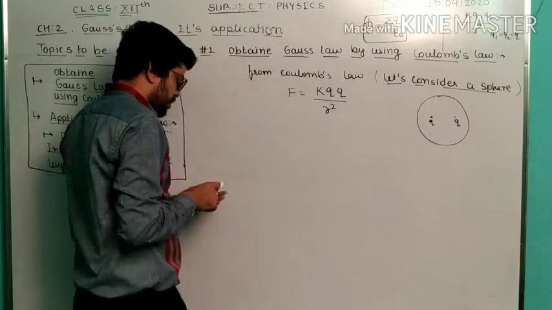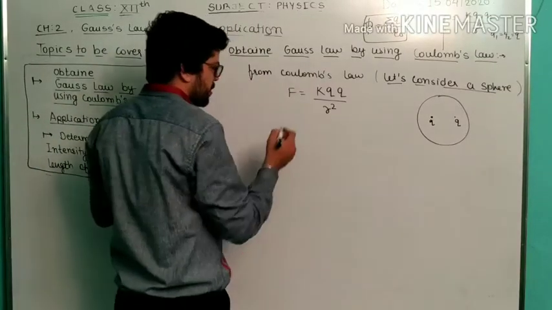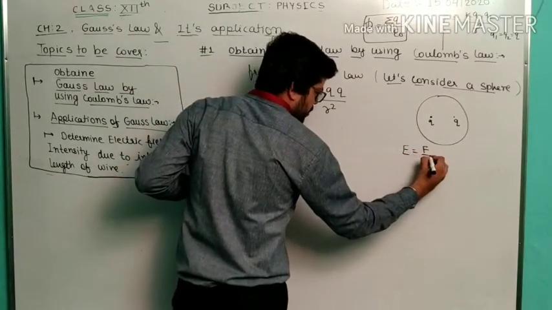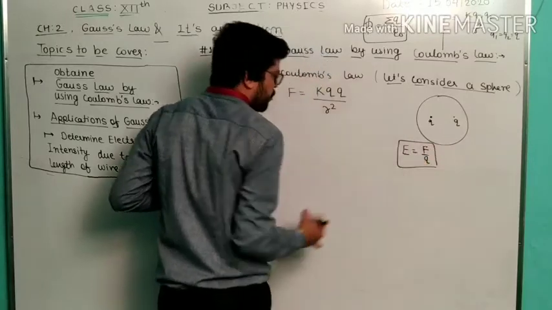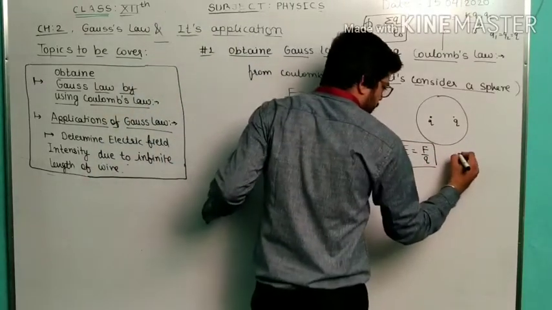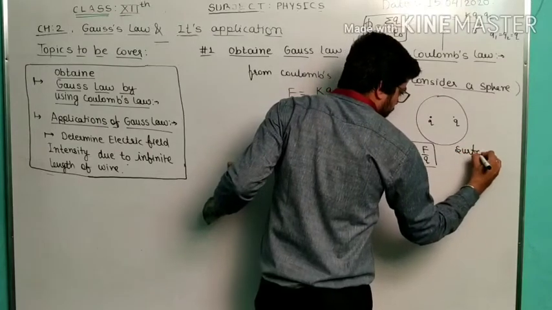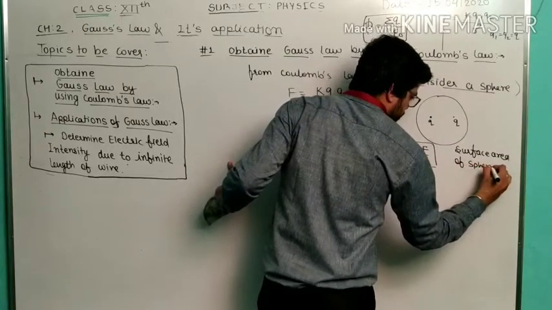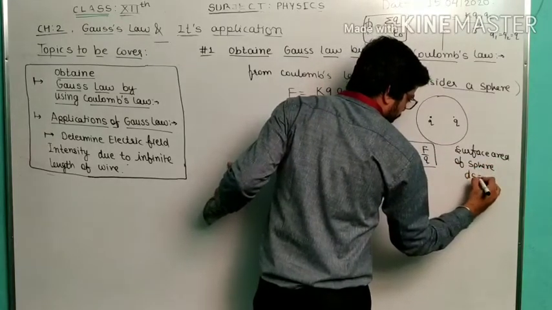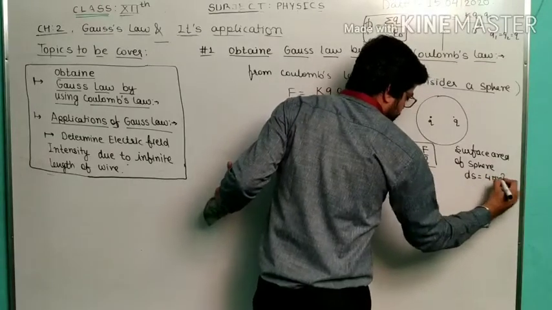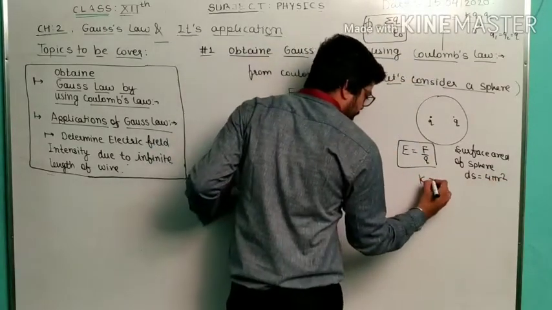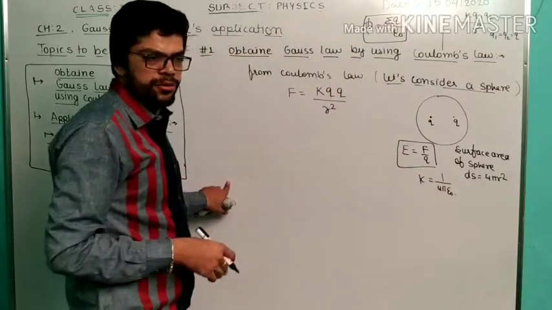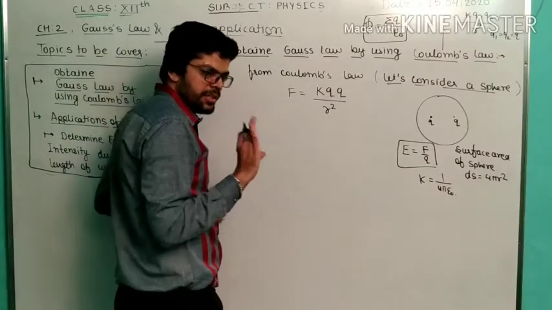So what do we have to do? Here we are going to use an understanding of previous concepts. As you know, E is equal to F by Q, electric field is equal to force per unit charge. And you also know another concept: the surface area of a sphere is 4 pi r square. And also you know that k is equal to 1 upon 4 pi epsilon naught. All this understanding we are going to use here, by which you can understand in a systematic manner.